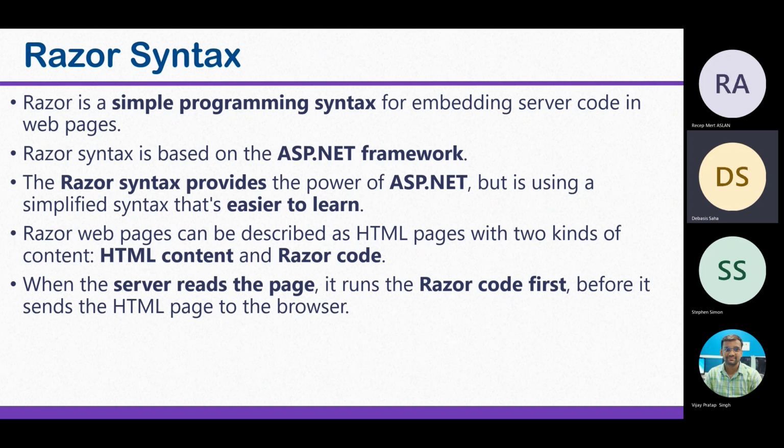When the server reads the page, it first runs the Razor code, before it sends the HTML page to the browser. So during execution, it first reads the Razor code, and after that, whatever HTML-related code we have written in that particular page is converted and made visible in the browser.